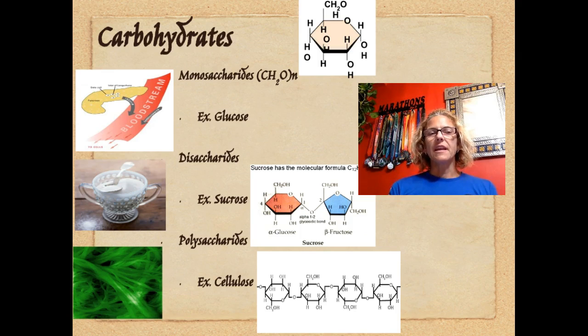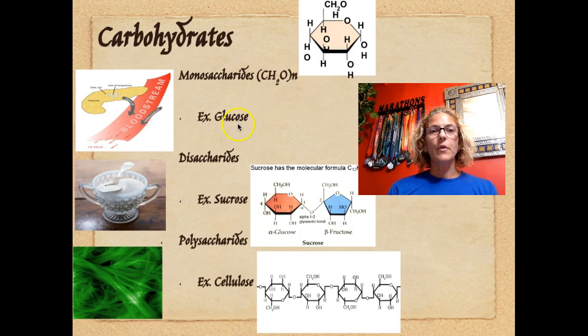So saccharides can exist as monomers, or they can exist as polymers, so many units or a single unit. We would say saccharide if we're referring to any sort of sugar, okay? So monosaccharide, 1 sugar. Notice you're just going to have the basic CH2O to the n.